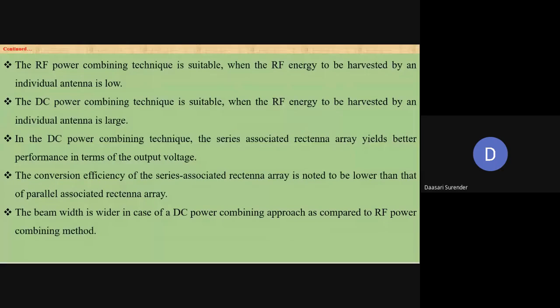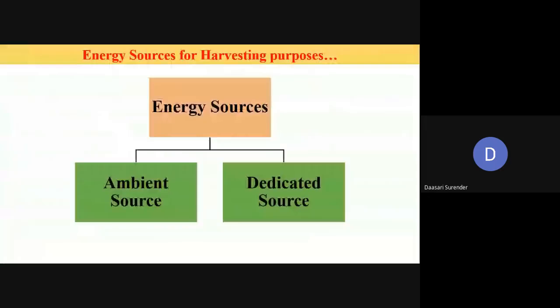In the RF power combining technique, we are combining all the signals, so the resultant beam width becomes narrow. And with DC power combining, it is wider. So these are the performance comparisons of RF power combining and DC power combining techniques.